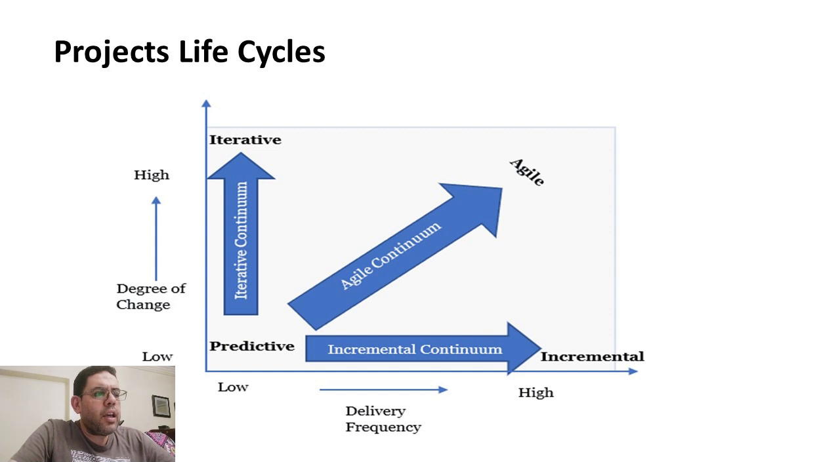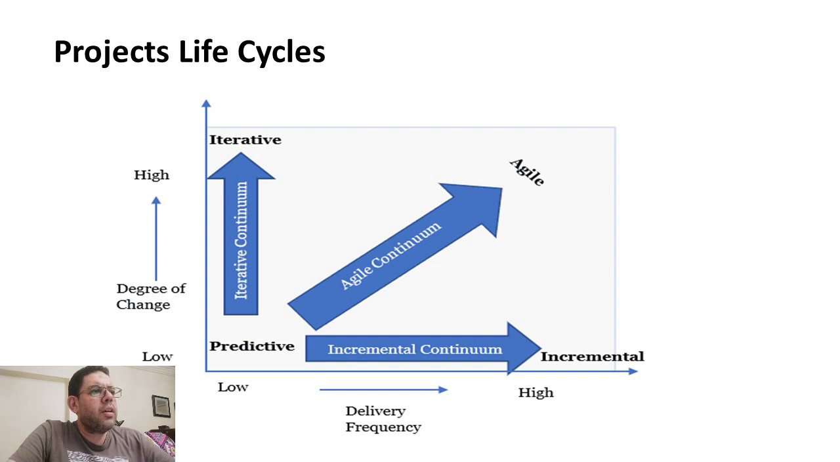But in agile, the frequency of delivery is very high. We can deliver, and we will see how we can deliver the project in phases, or maybe releases, or sometimes in sprints and so on. And the degree of change is very high, and agile accepts changes and does not reject changes. Okay. So how does agile methodology apply the frequency of delivery and the degree of change?